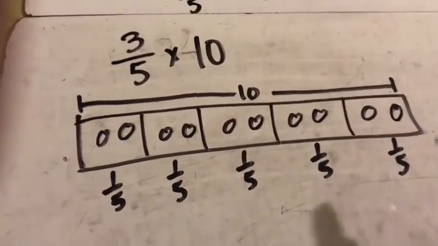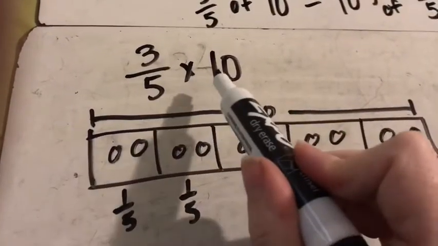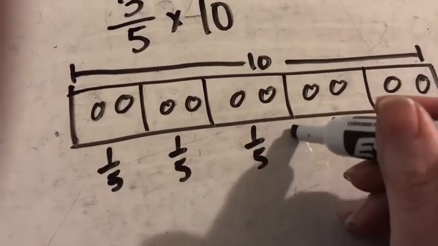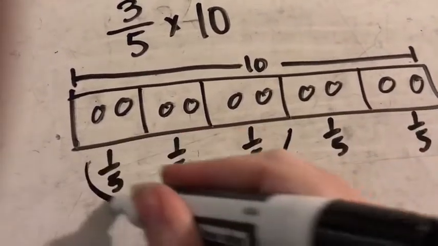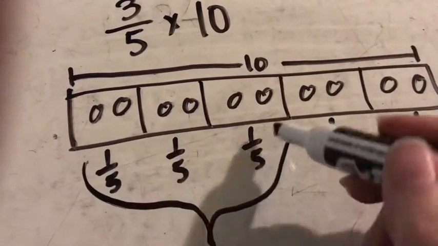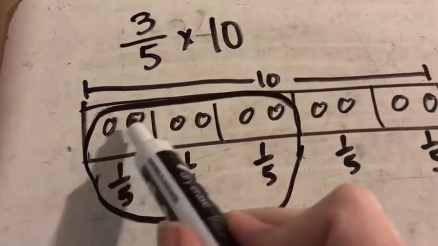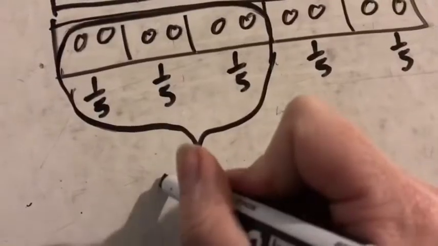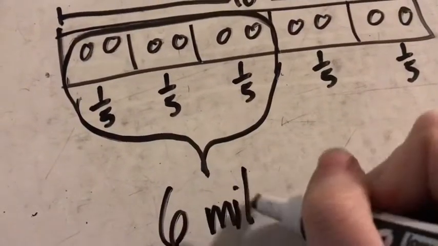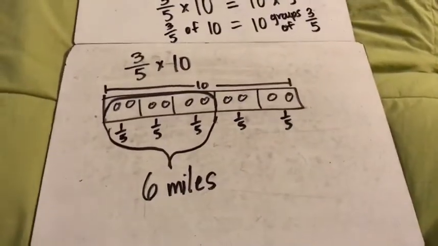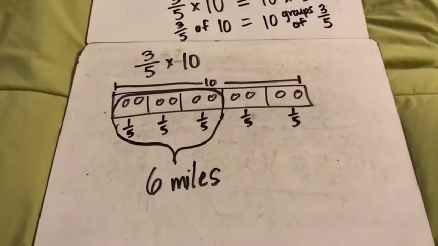Got 10 now, okay? Now if I want 3/5 of 10, then I need to really focus on 3 of these fifths. So 3/5 of 10, what do you see in the boxes? 1, 2, 3, 4, 5, 6. There's my 6 miles that he completed when I thought about it as 3/5 of 10. As you can see, this is a lot less to draw.